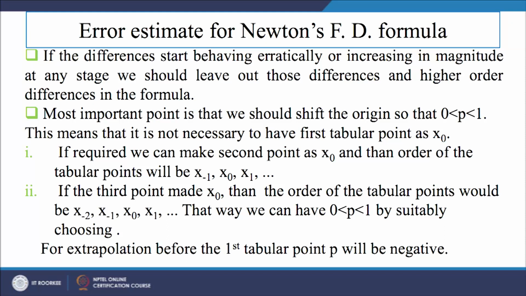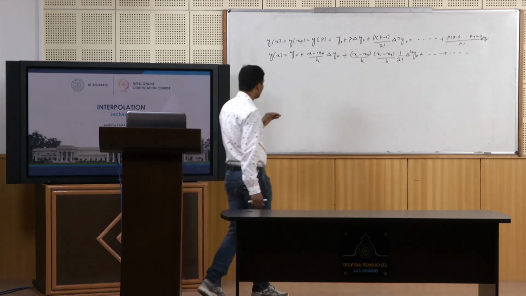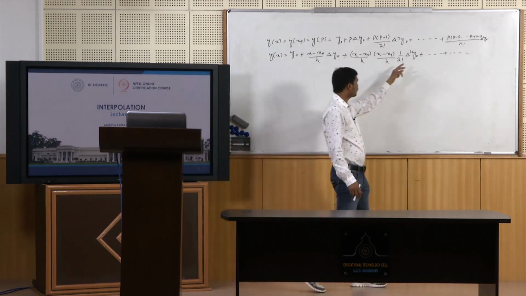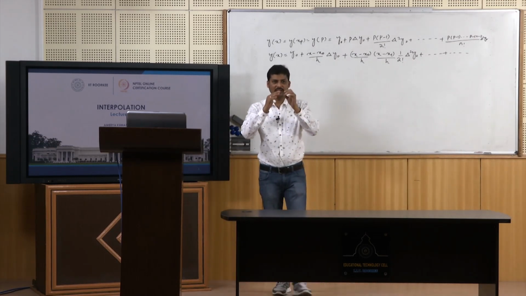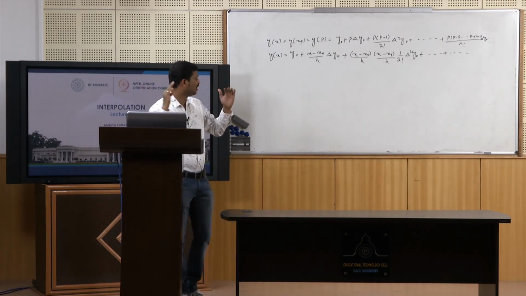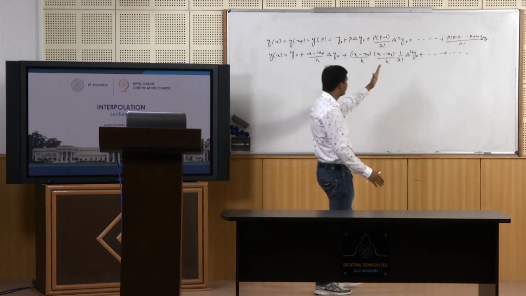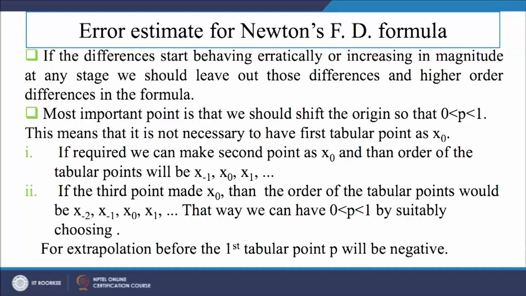And if sometimes we observe that these differences start behaving erratically or increasing in magnitude at any stage, we should leave out those differences and higher order differences of this formulation. This means that suppose after second order differences, if you find that the third order difference values are getting increased infinitely, then we can terminate this series up to the second degree term here and evaluate the values there itself.